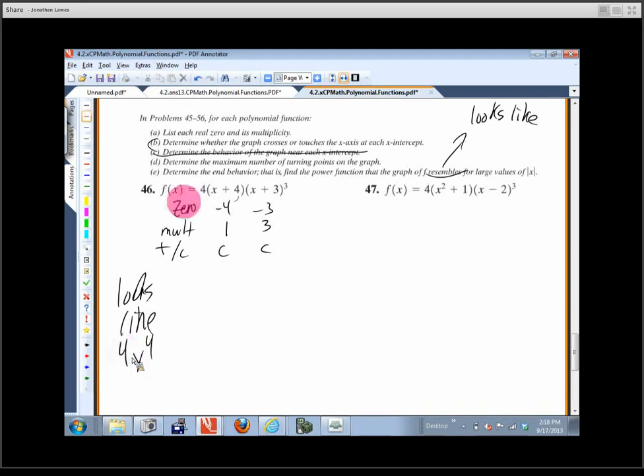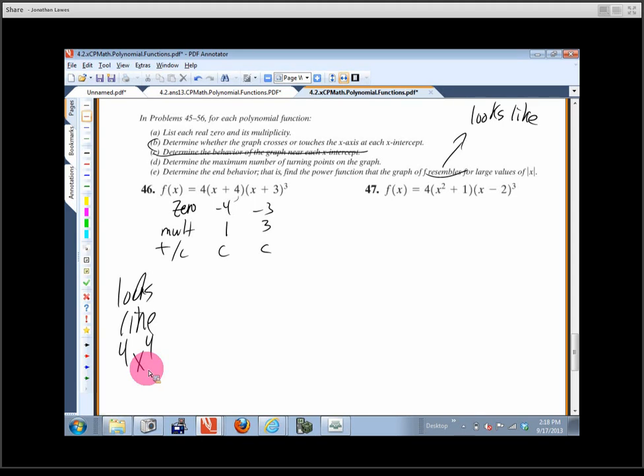4x to the fourth. You should include that. Now, is 4 going to change x to the fourth that much? It's going to make it steeper. Okay? Graph's going to get really tall really fast, so it's going to be really steep. But does it change this behavior? X to the fourth starts up here and ends up here. Does it change that? It doesn't.